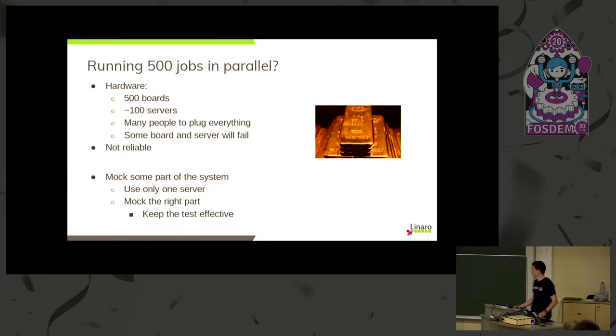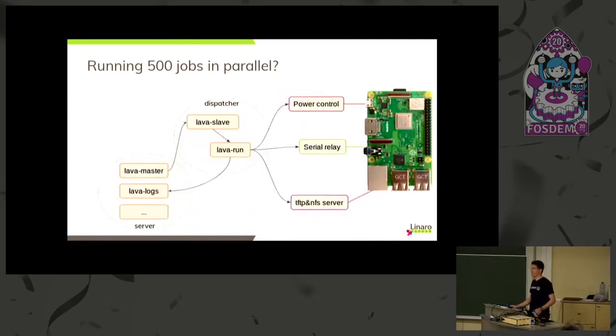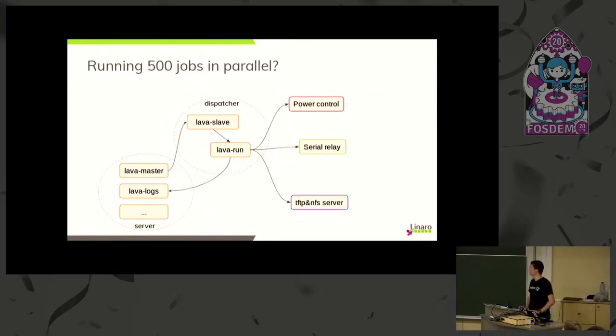So again, which part do we have to mock? So again, this is the Lava architecture. We will simplify it a bit, but we'll look at how Lava is working itself. So on the left side, you have the server, in the middle, the dispatcher, and the board on the right. We said that we don't want any boards, so let's remove the boards. We can also remove all the power controllers, serial relay, etc., because there is nothing to control.